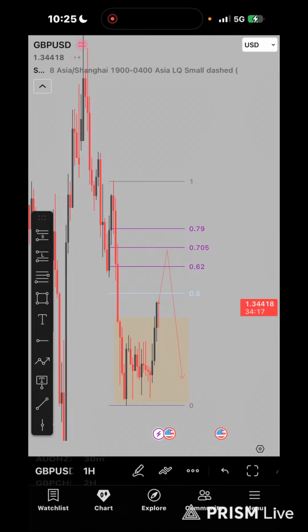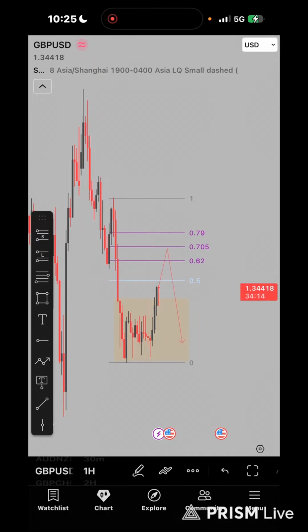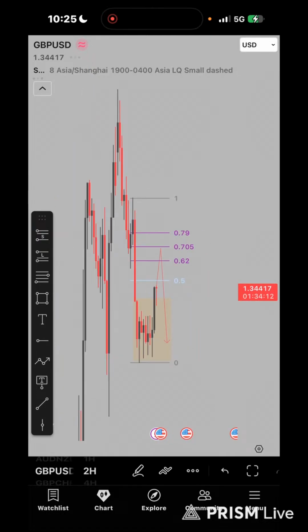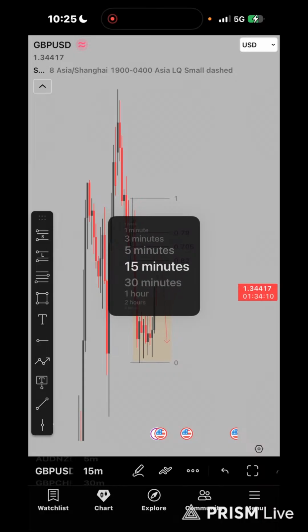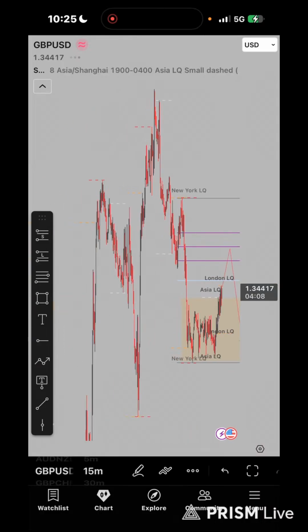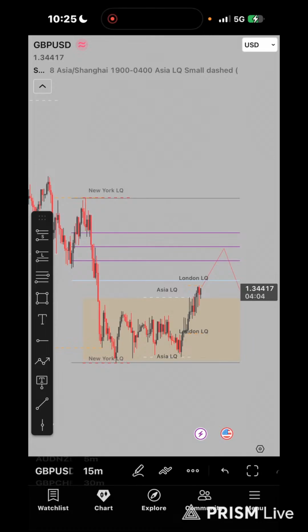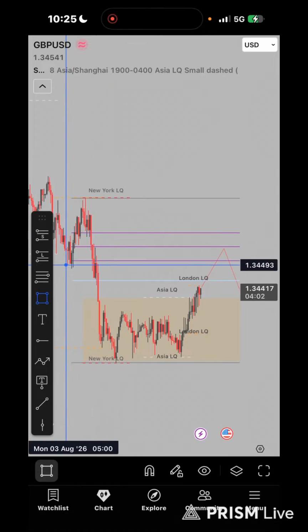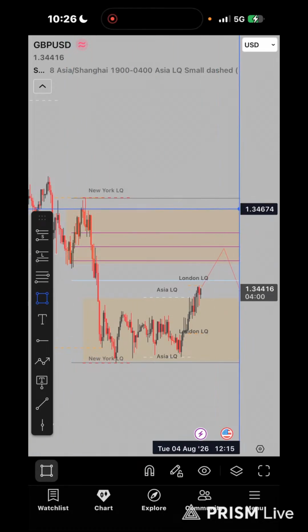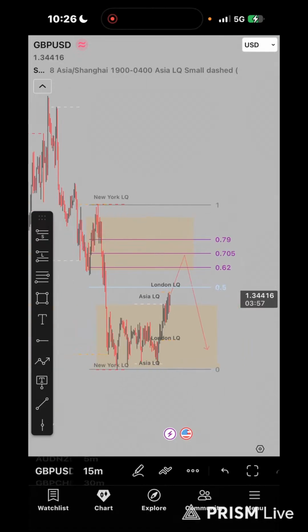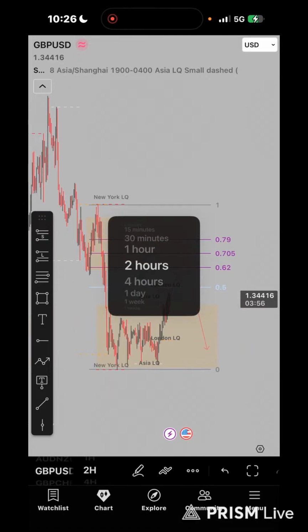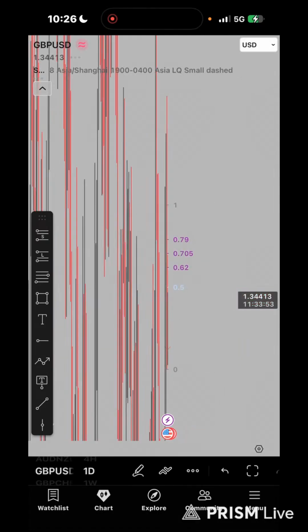This is the 30-minute. This is the hourly. 2 hourly. Go to a smaller time frame. Okay, so it's a bullish run over here. So I think it can come up to around about optimal trade entry here. And the only thing I would look for is the bias.